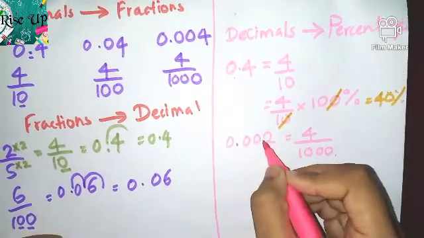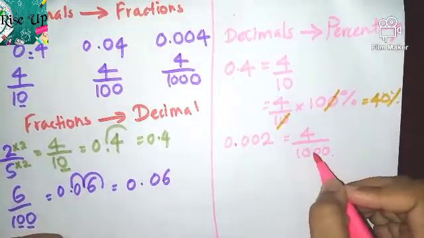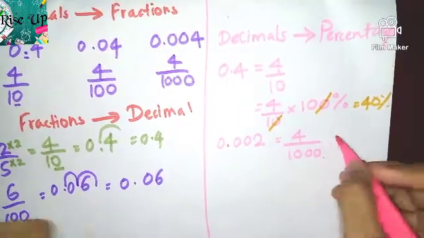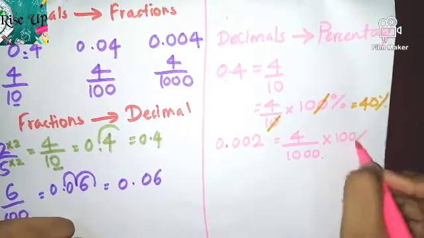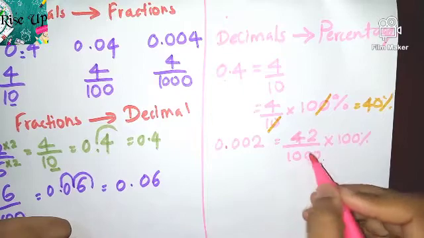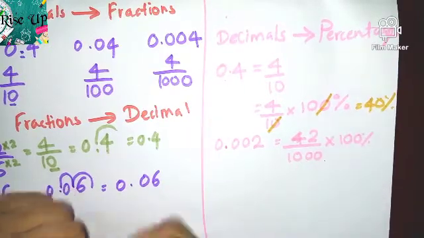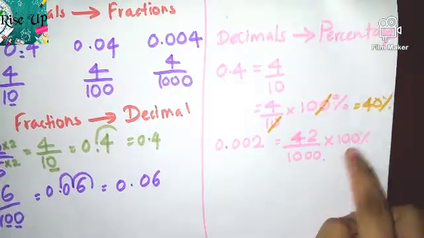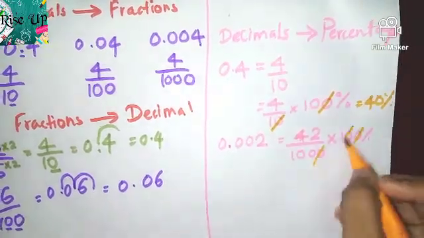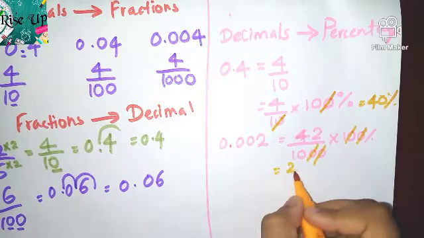1, 2, 3. So 3. What you have to do is multiply by 100%. Sorry, here the number 2 is coming, because the fraction is 2. Then since there are 2 zeros on top and 3 zeros down here, you can cut off. So what is remaining? 2 upon 10 is remaining.